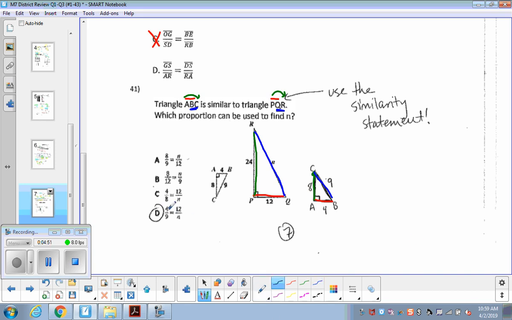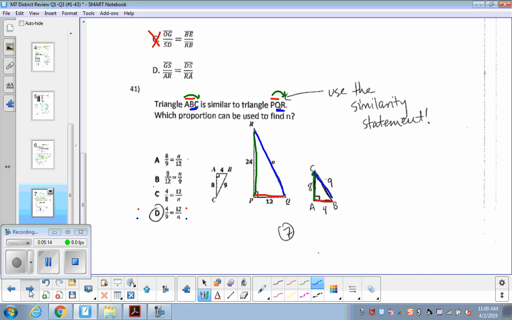And we can see that what it shows is that it's putting a 4 with a 9. So it's saying the red side with the blue side. That's what this is saying. Red with blue. And then over here, we have the red 12 appropriately over n. And this one is the one that would help us match and find n.